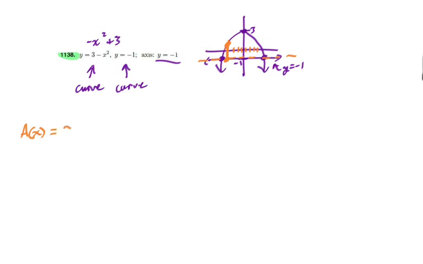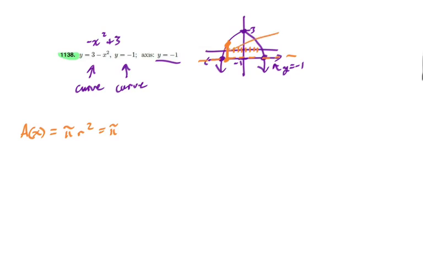So let's first write the formula for the area of a circle. It's pi r squared, but I don't want r. I want it to be a function of x. I want r to be written in terms of x, so let's rewrite that. We know that r is the distance between this and this. It's the distance between those two curves.